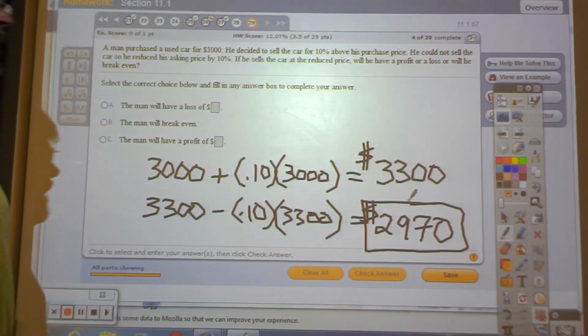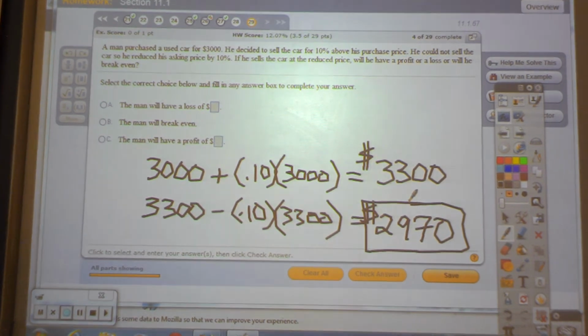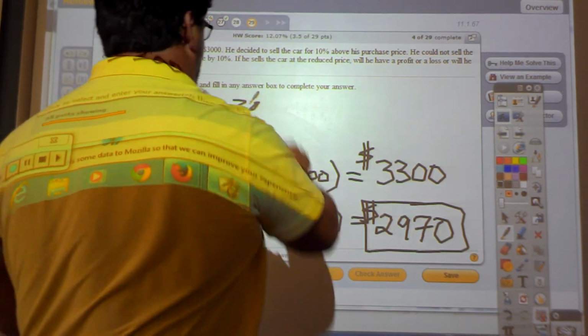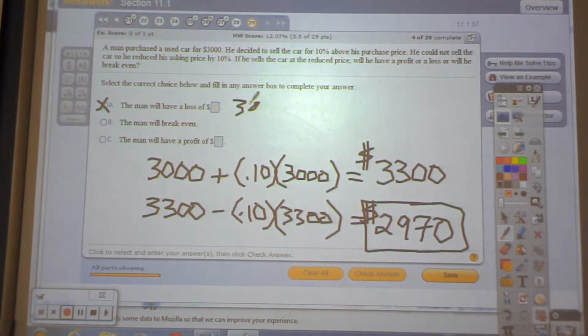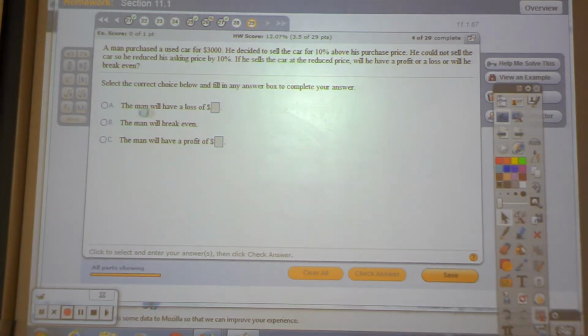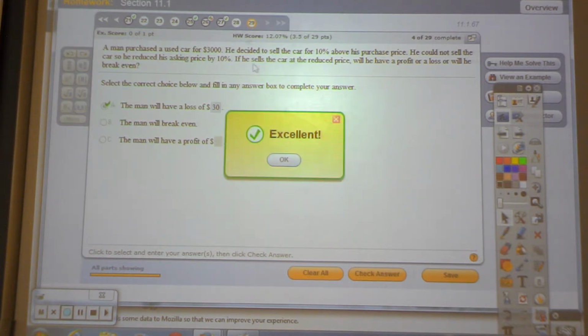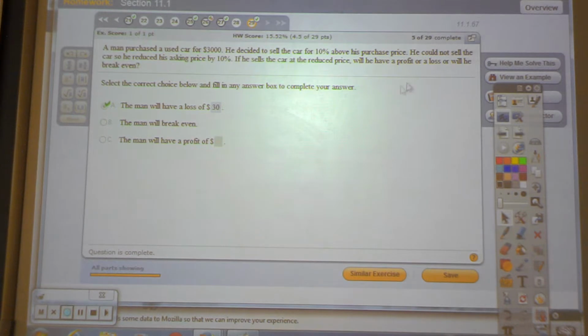What is the outcome? A loss of $30. Yep. So you put A and then $30. That should be your answer. Look there, we got it right. So that tells you that either you got it right or wrong. Really? Because I thought it said something different.